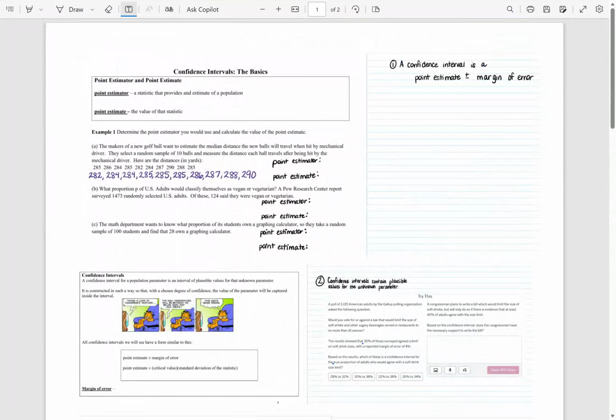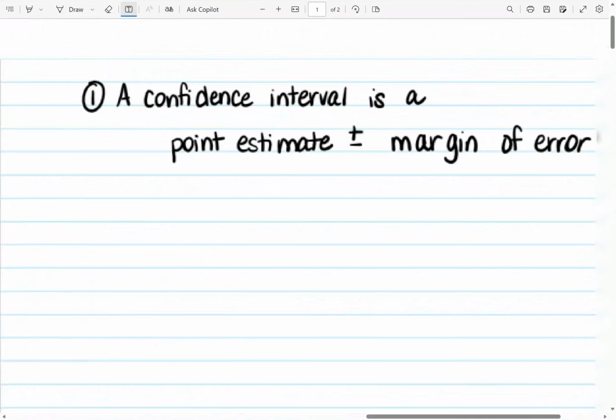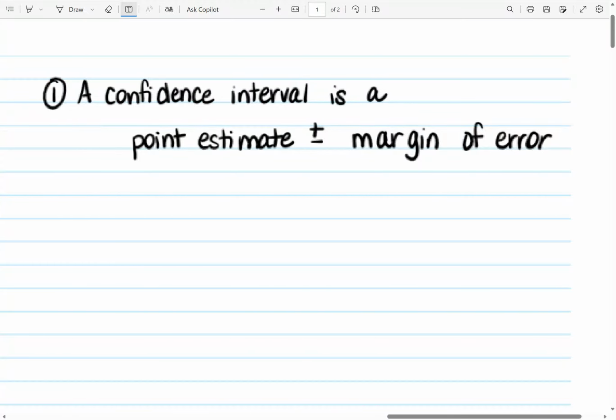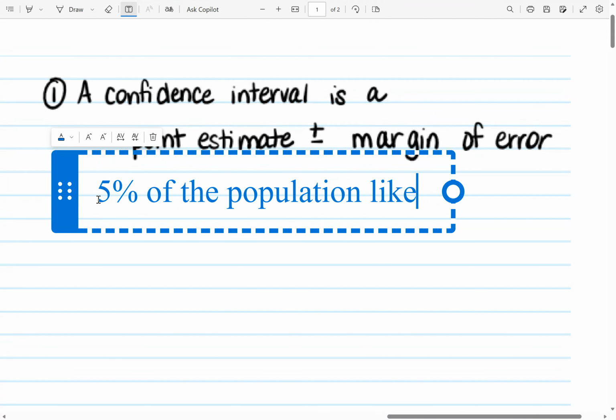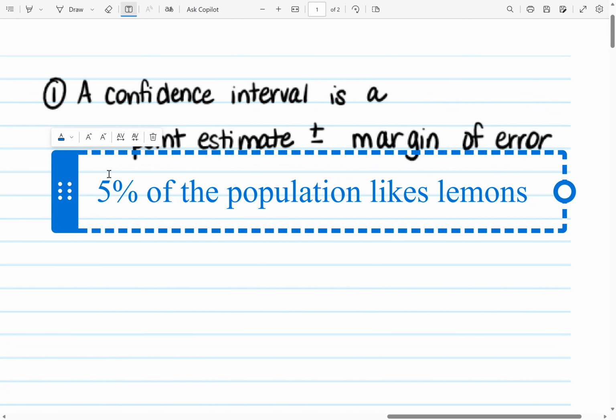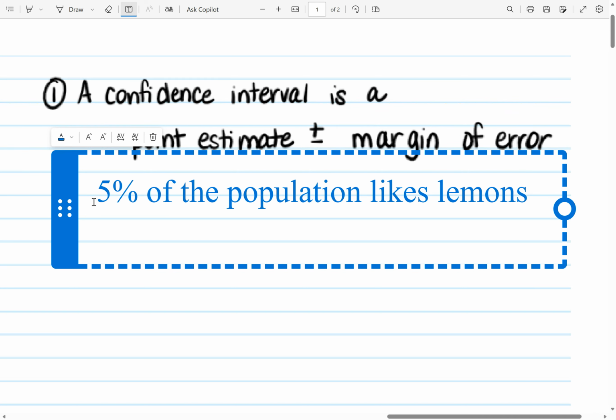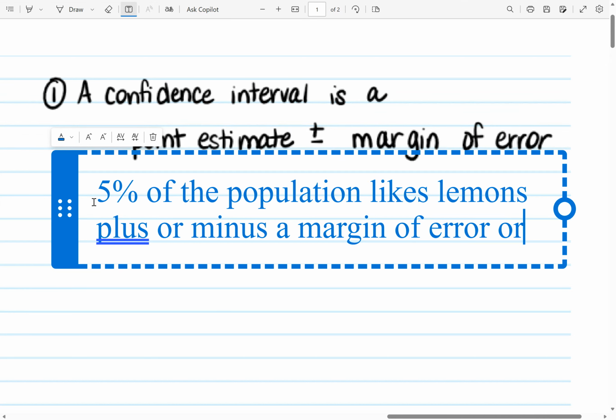But for right now, the first thing that you need to know is that the confidence interval is something that we use to estimate a population proportion, and to do that we use a point estimate and we add and subtract a margin of error. So for example, maybe you might say 5% of the population likes lemons. That would be our 5%, our population point estimate. And then we would say plus or minus a margin of error of 3%.